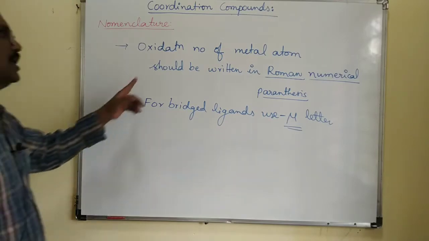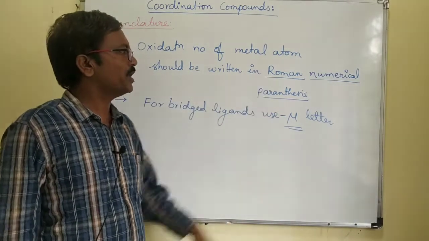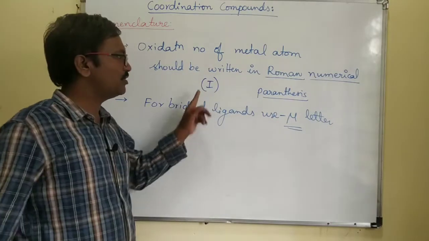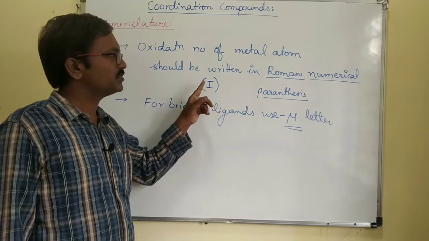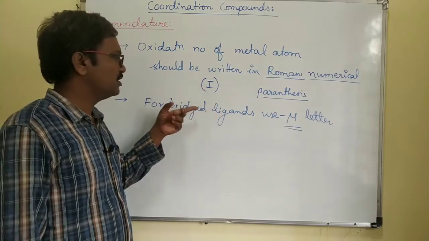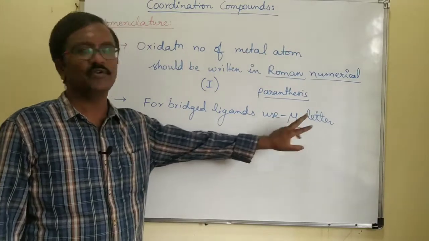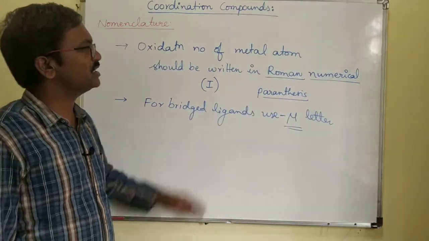The oxidation number of the metal atom should be written in Roman numerals in parentheses. That means if the oxidation number is 1, you write it as a Roman number, right? That is the meaning. For bridged ligands, you have to use the letter mu.